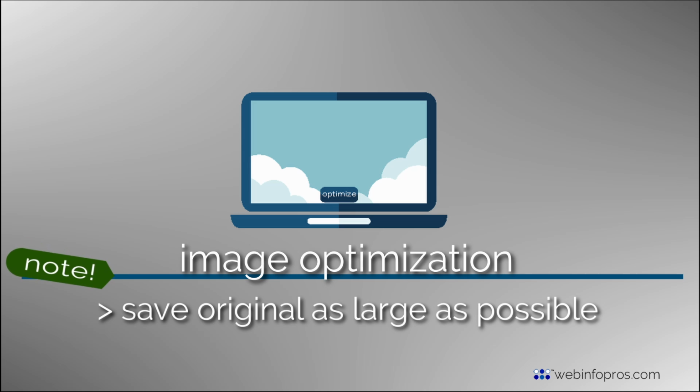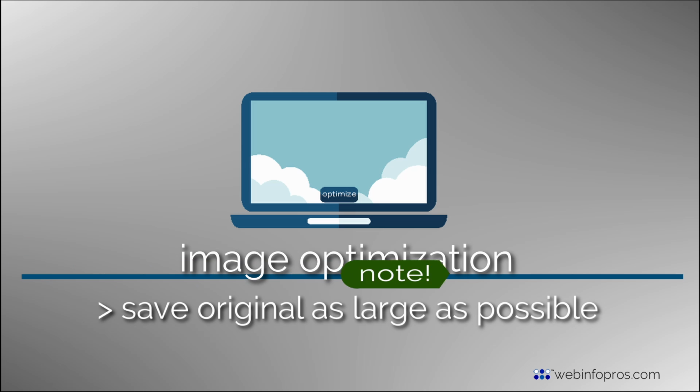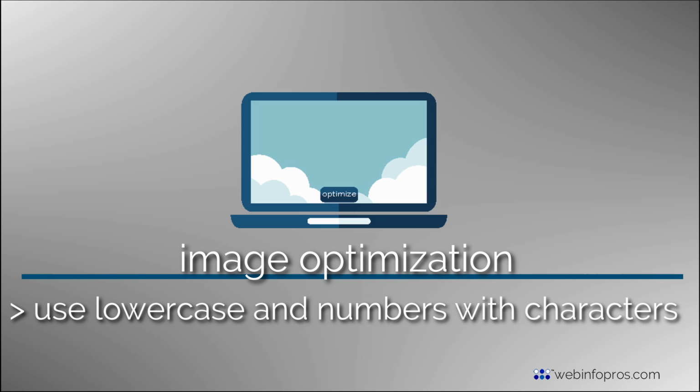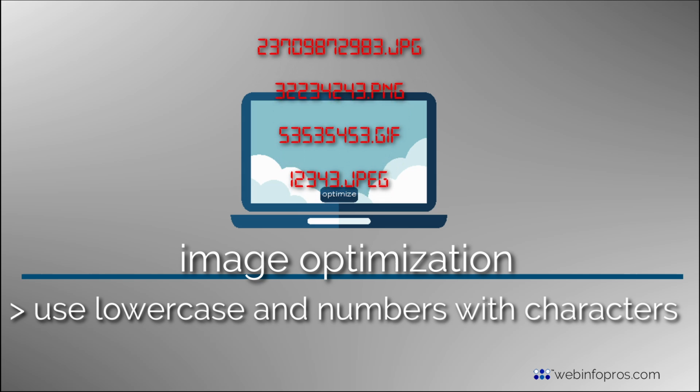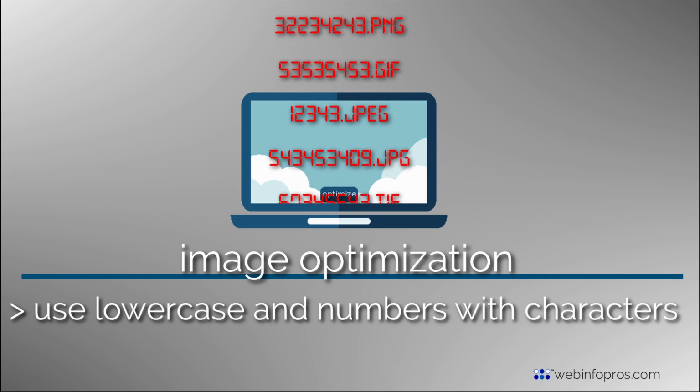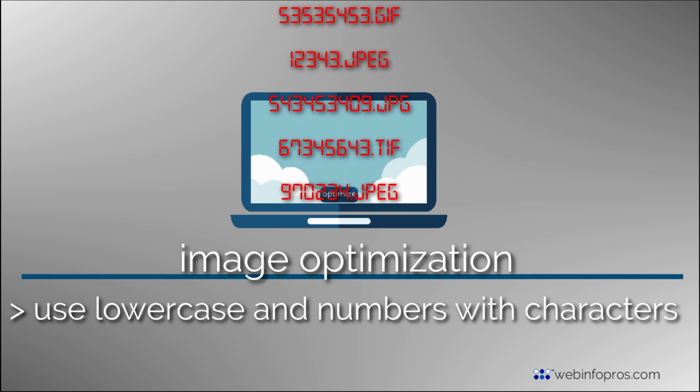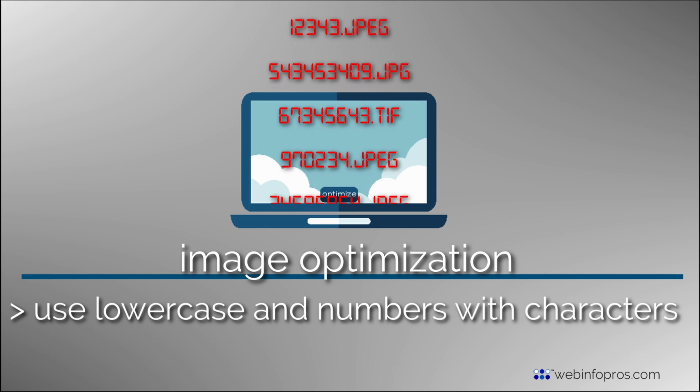As a side note, when saving and naming an image file, only use lowercase letters and numbers with either hyphens or underscores. Avoid using just numbers. Trying to find an image file in the future by a file name containing only numbers could be impossible. You could have hundreds of image files that you have no way of identifying.